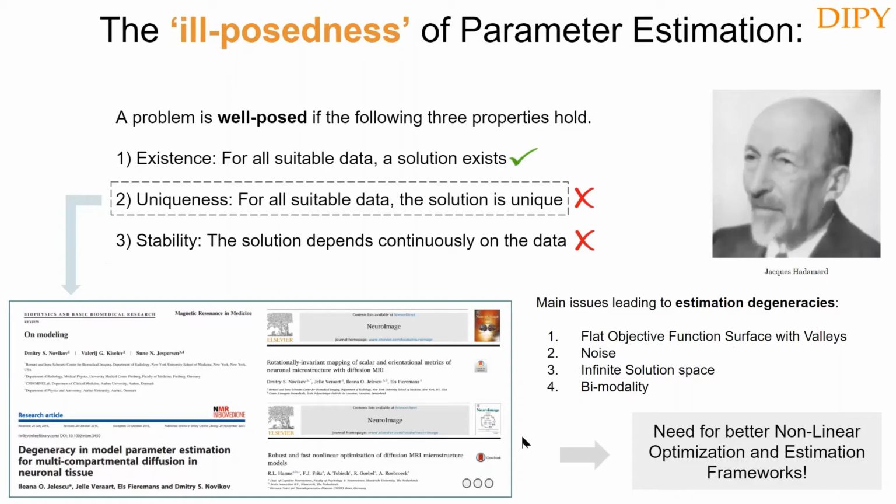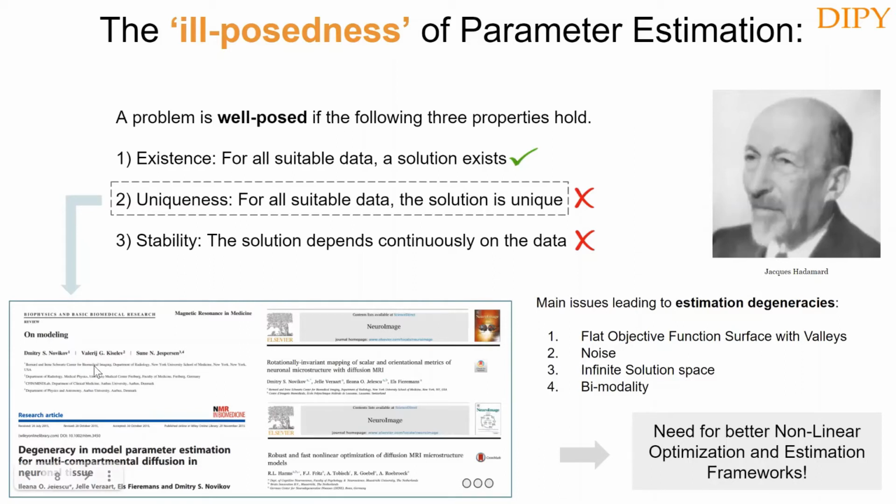And it has multiple issues, such as a flat objective function surface. It is hampered by noise, like noise can push you away from the optimal minima of optimization. It has an infinite solution space, which we will look at in the next slide. And it is bimodal, meaning that there are two solutions, right? So if the D star and the D, that is the perfusion and the diffusion, come very close to one another, then the model will not be able to distinguish which one belongs to diffusion and which one belongs to perfusion. And this has actually been shown in multiple papers in the past.